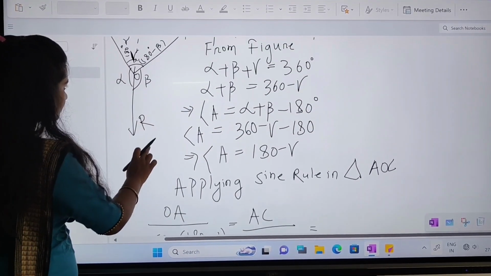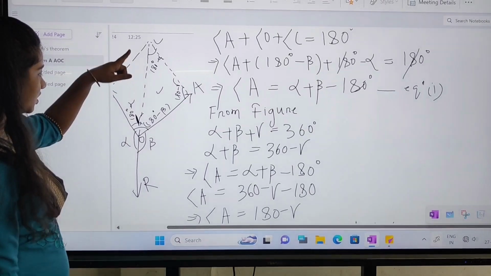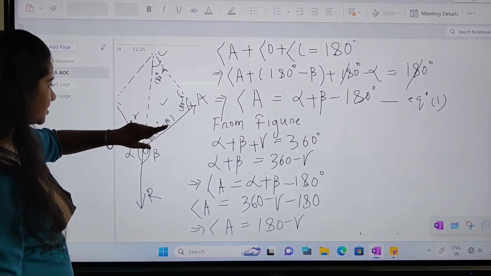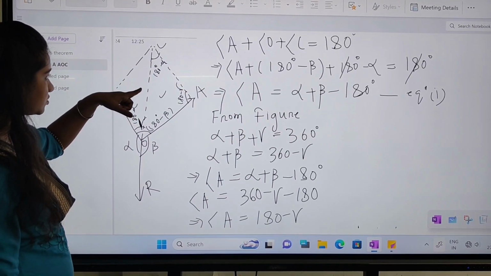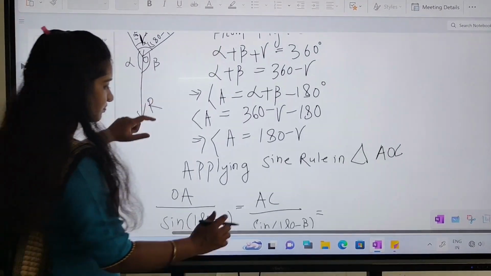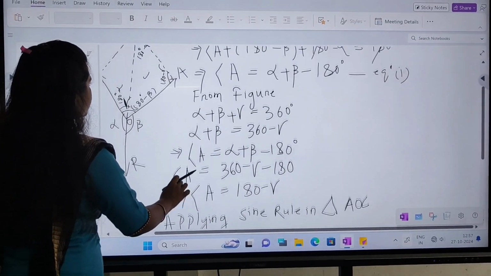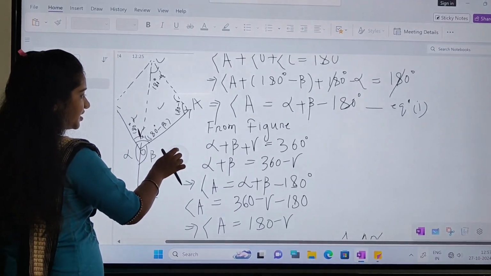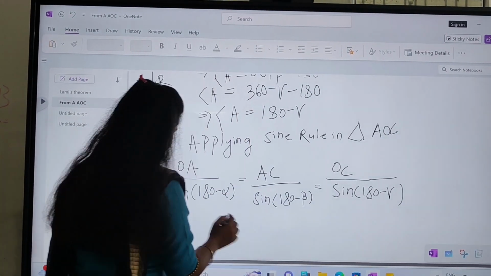Next, this is the resultant of these two sides. So here this one is R. Also this side is R. This side's name is OC. So first of all we write down OC. OC is proportional to the sine of this angle. This angle is 180 degrees minus gamma. So we write down sine 180 degrees minus gamma.